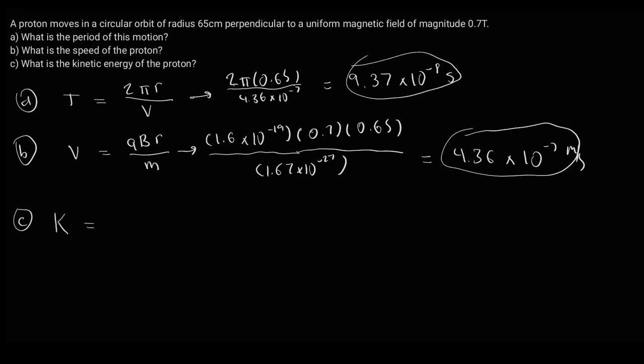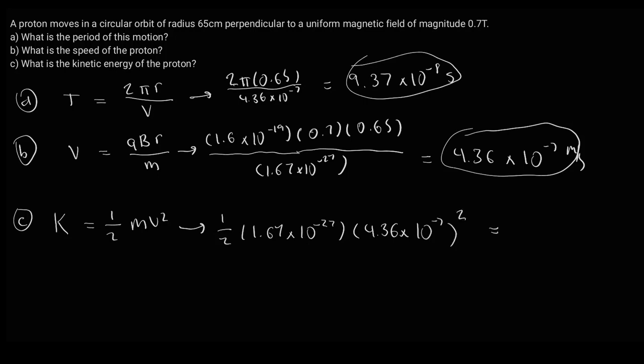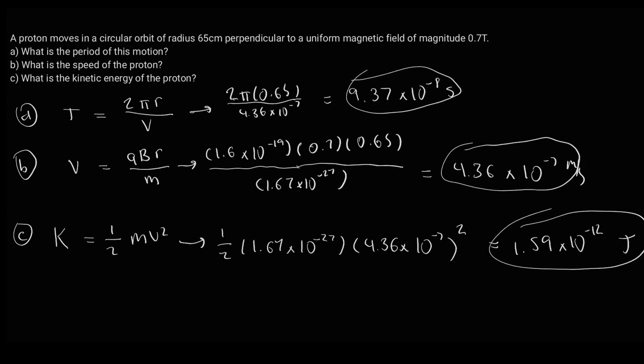Part C asks, what is the kinetic energy of the proton? So kinetic energy is equal to 1/2 mv squared. So 1/2, the mass of the proton is 1.67 times 10 to the negative 27, and then we know the speed to be 4.36 times 10 to the negative 7 squared. And we get that equal to 1.59 times 10 to the negative 12 joules as the kinetic energy. So that's this problem.